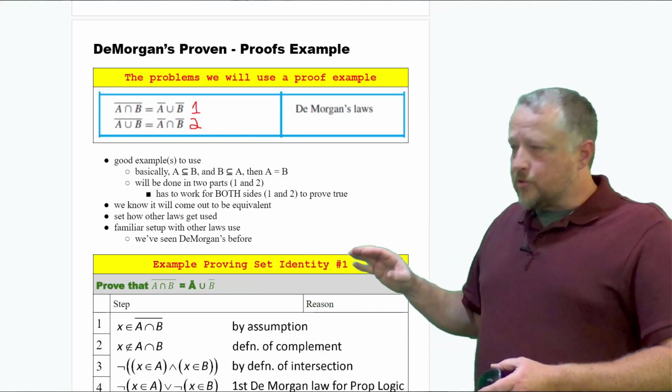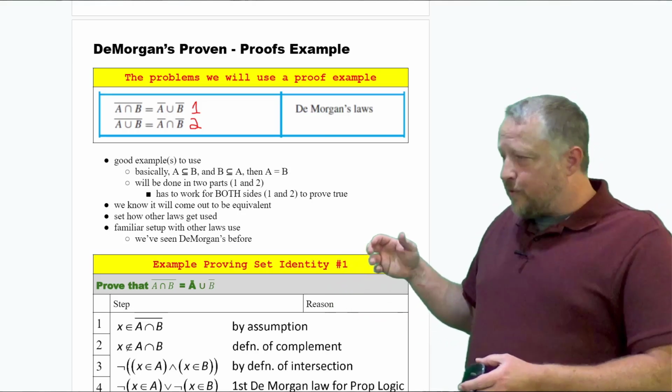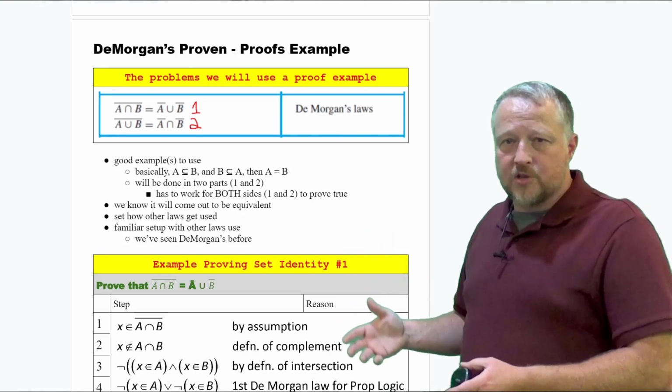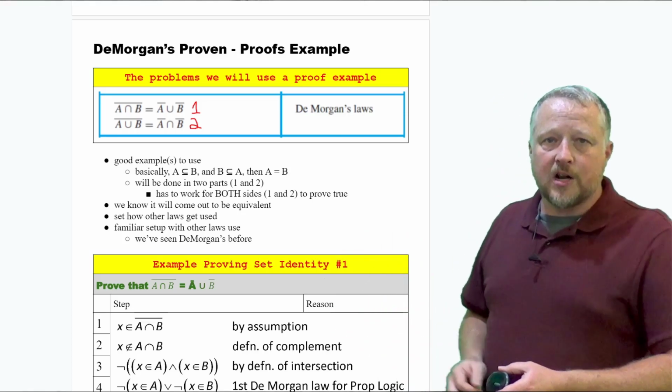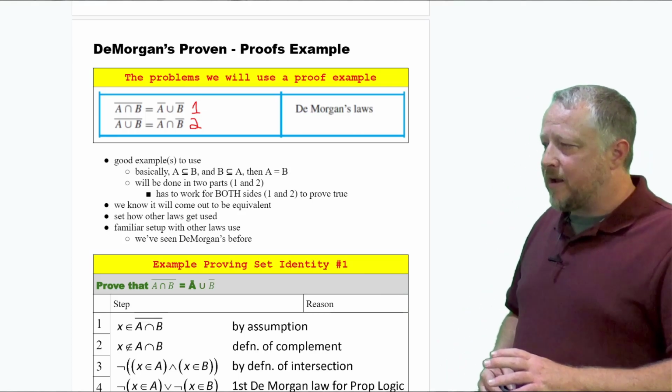Now, there's other laws that are going to get used in here that we're familiar with. We're also familiar with De Morgan's laws from previous setups and propositional logic that we've studied so far. So let me get into the first example that we have here.